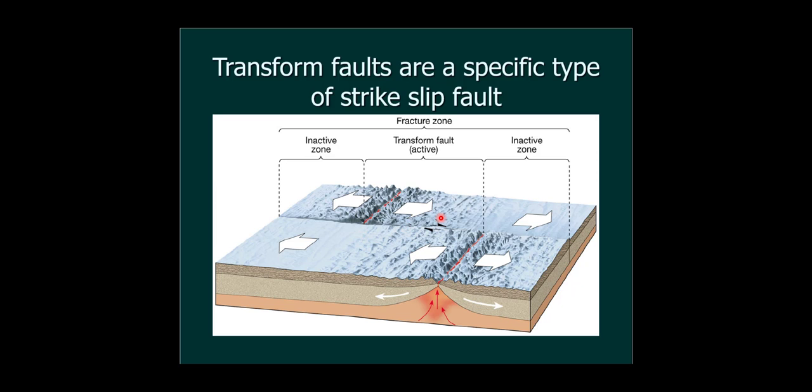So like I said, people sometimes use transform fault and strike slip fault interchangeably. That's probably okay. I would prefer to reserve transform fault though for a plate boundary. So yes, it's a strike slip fault, but it's also a plate boundary, which makes it a transform fault.